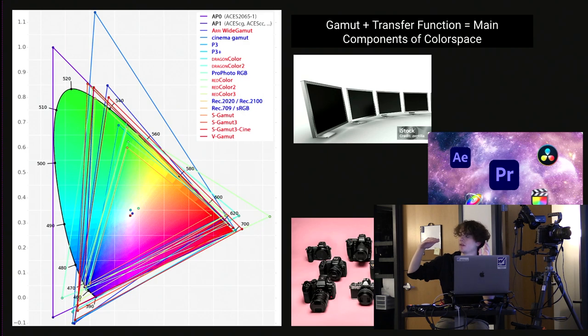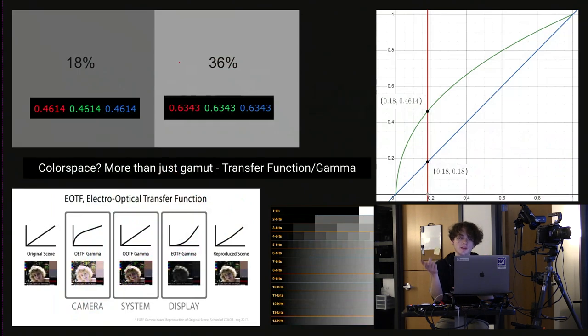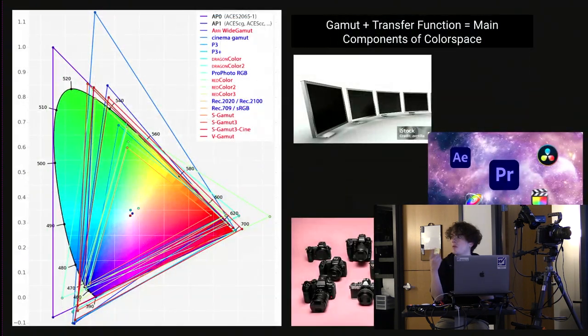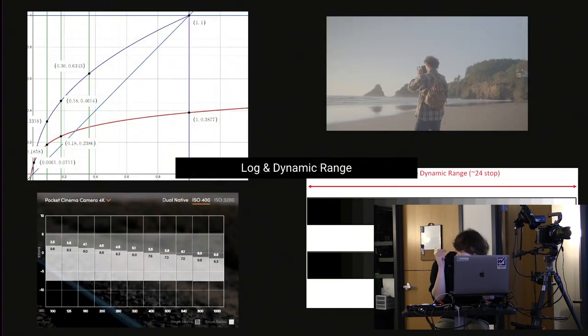Does that make sense? Okay. Cool. So they have the same gamut, but they are different color spaces because of the way that they handle brightness. So we've talked about those color spaces. Let's talk about another type of color space, which is log.